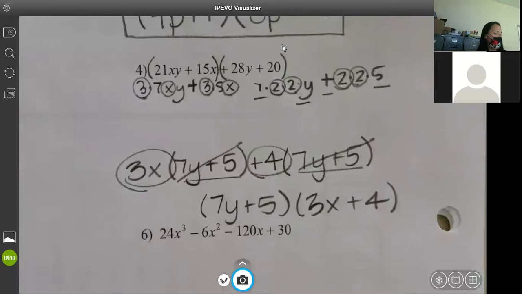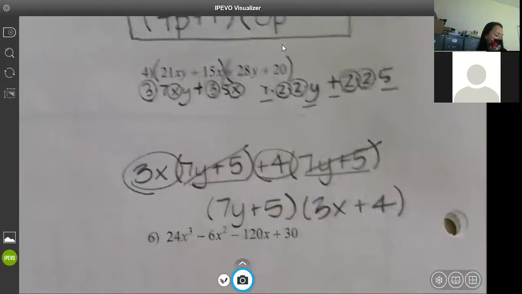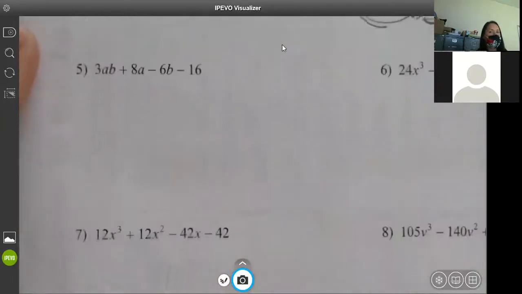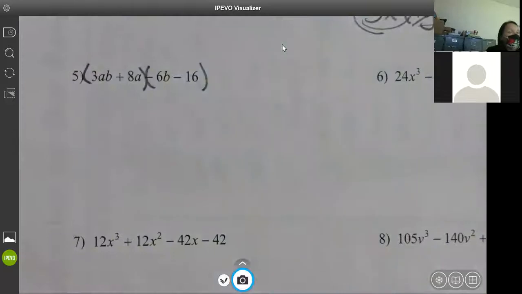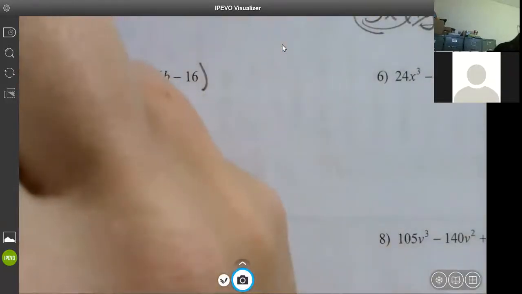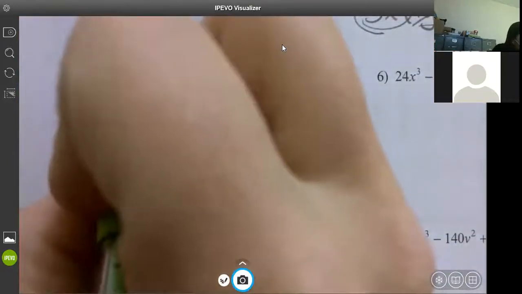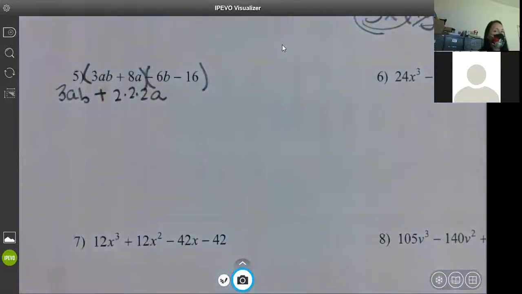All right, we're going to move to number 5. We're going to group the first two and the last two. The first two have a 3ab plus, remember 8 is 2 times 4. 4 is 2 times 2, and an a. So 8 is always 3 2s. They like to give you that number, so just for future reference.